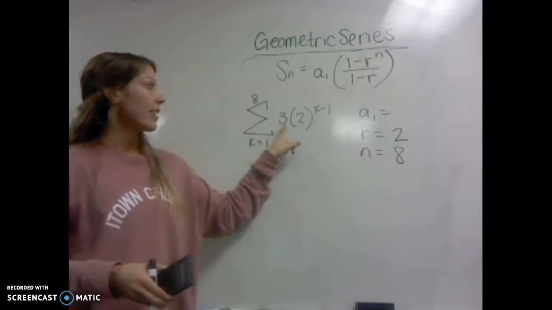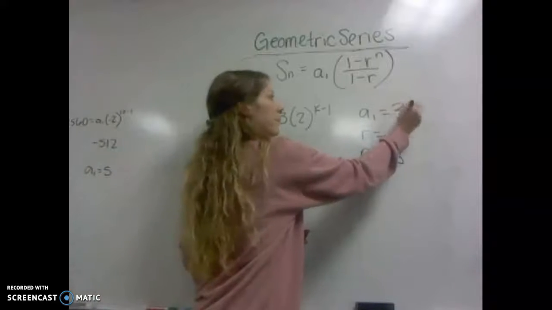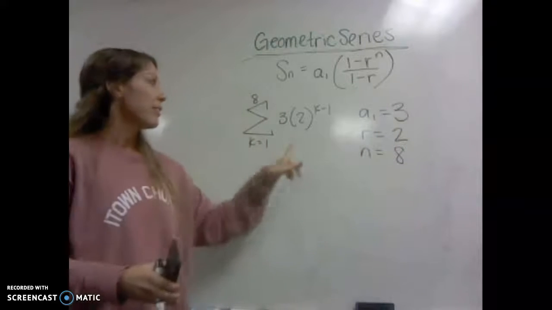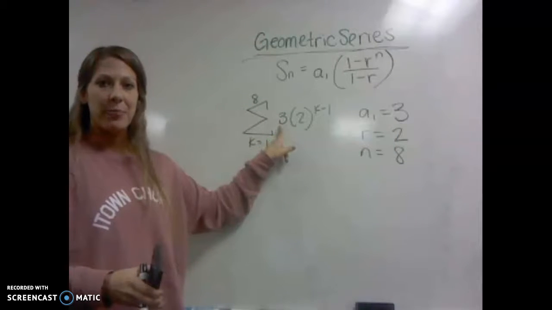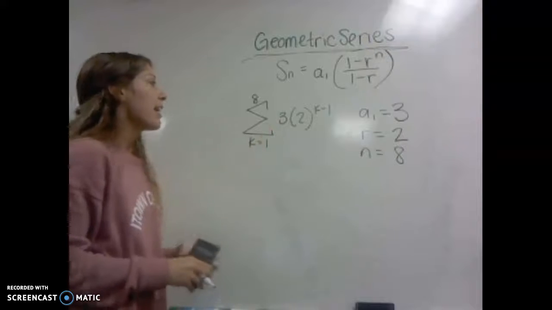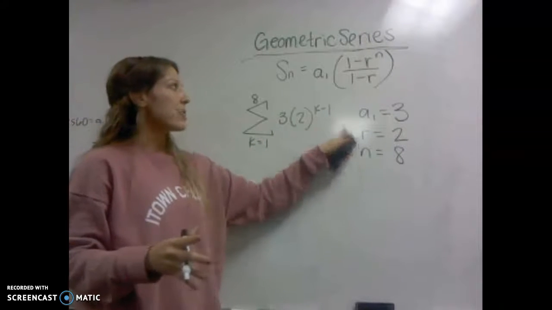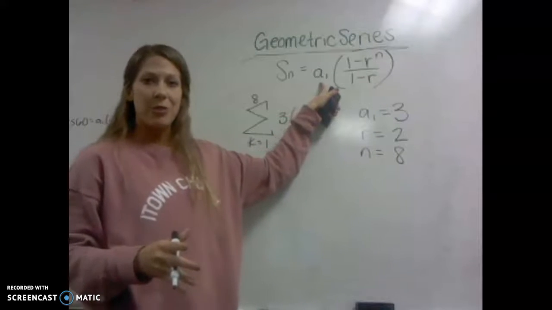And then we take 3 times 1, which is 3. Shortcut, the first term is always going to be this front number if there is one. All right, so now we've got the 3 things we need. Now we can plug it into this formula.